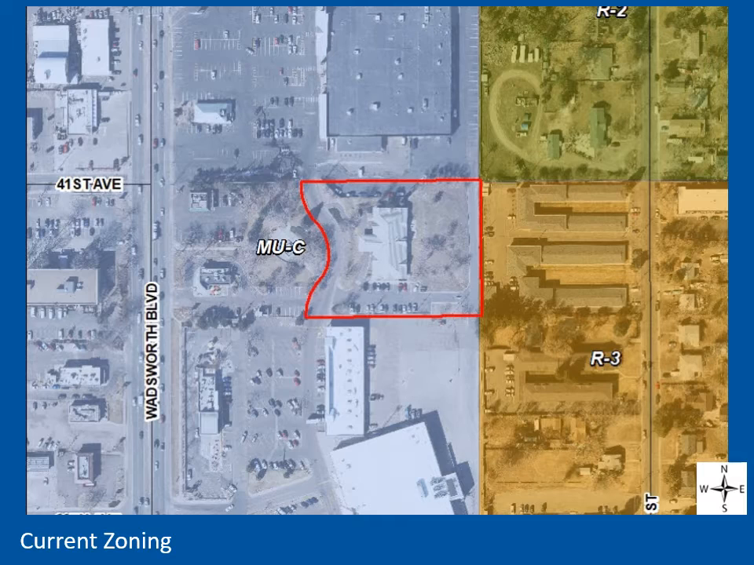The subject site is zoned mixed-use commercial, as are all of the properties in the surrounding area along Wadsworth. To the east on Upham Street, properties are zoned R3 and R2 and contain a mix of residential uses, with 2-story multifamily on the property immediately to the east.